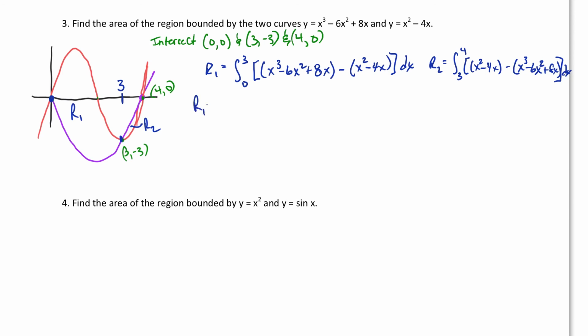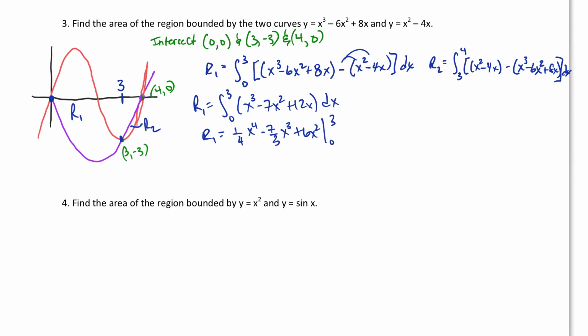So cleaning each of these up, I'll get the integral from 0 to 3, and this will be x cubed minus 7x squared plus 12x dx when I distribute the negative and combine like terms. So region 1 will end up being 1/4 x to the 4th minus 7/3 x cubed plus 6x squared on the bounds from 0 to 3. And I will again save you the headache, and that's going to be 45/4.